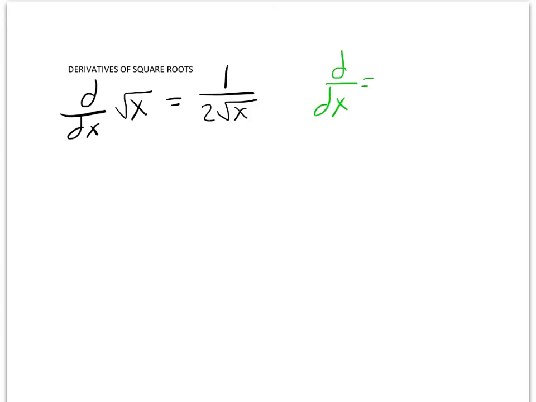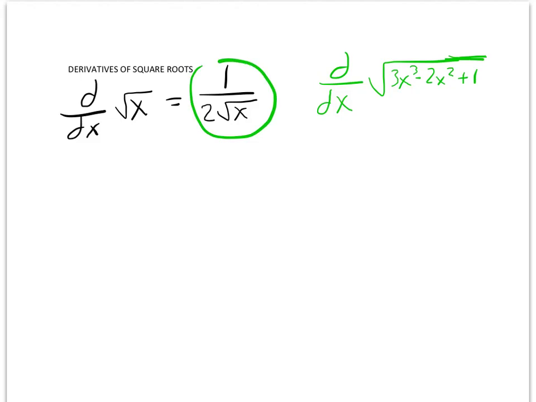The last thing we're going to talk about is taking the derivative of a square root. The rule is 1 over 2 times the square root of x. But every now and then, we're asked to take the derivative of something a little more complicated. What if we were asked to take the derivative of something like the square root of 3x cubed minus 2x squared plus 1? Well, it's not going to be as simple as just this.